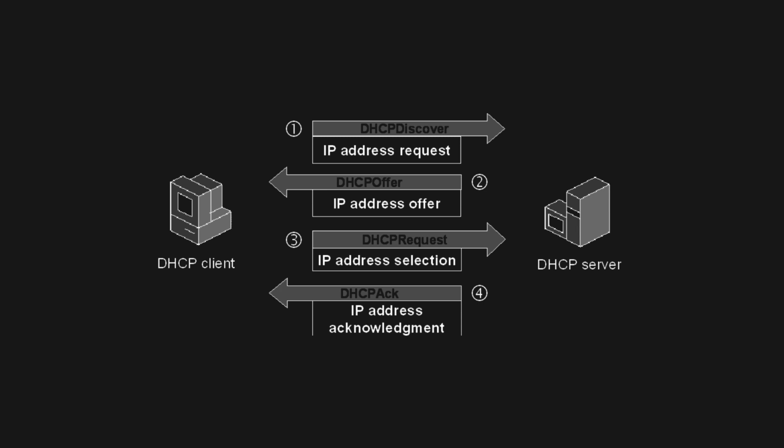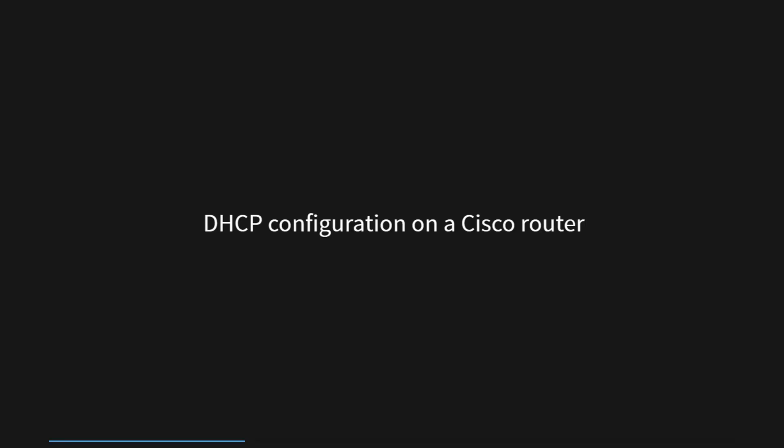Thus, through the process of DHCP Discover, Offer, Request, and Acknowledge, devices find their place in the network, forging connections and embracing dynamic address allocation.